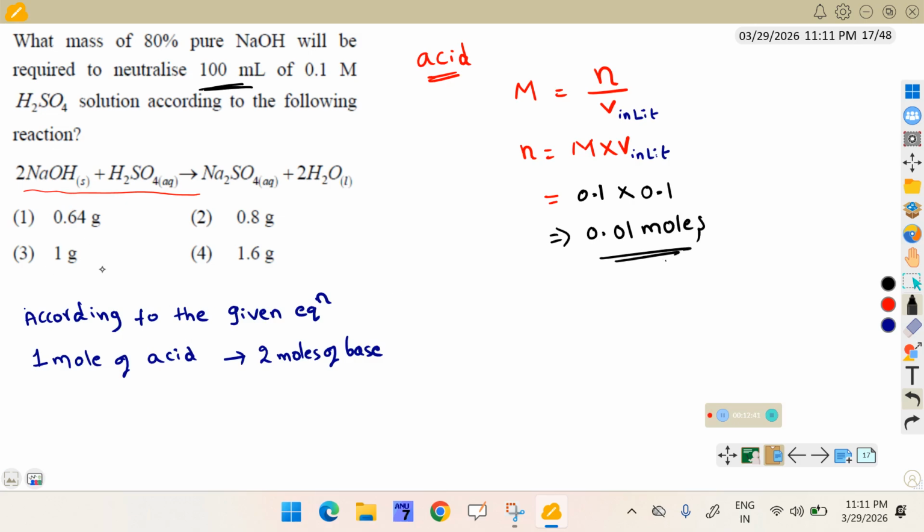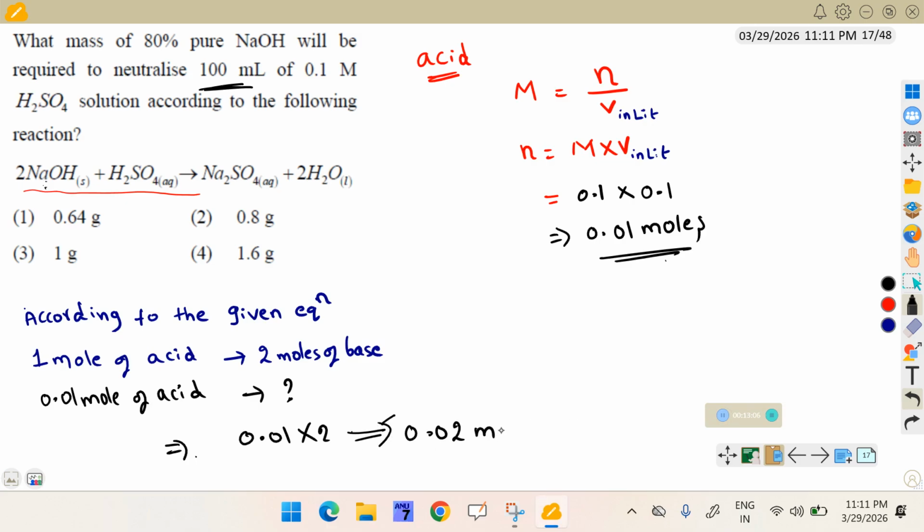According to this equation, 1 mole of acid requires 2 moles of base. Then 0.01 moles of acid requires how many moles of base? 0.01 into 2. That means it requires 0.02 moles of NaOH.